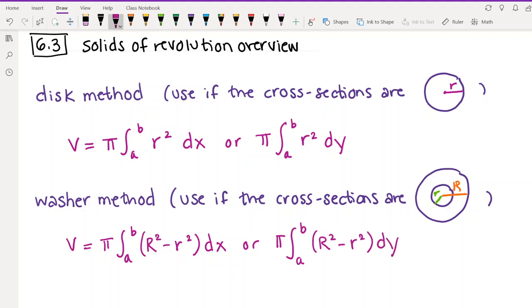And so where does this big R squared minus little r squared come from? Well, if you were to redistribute the pi, you would get pi big R squared, and that would be the area of the big circle, minus pi little r squared, and that would be the area of the little circle.